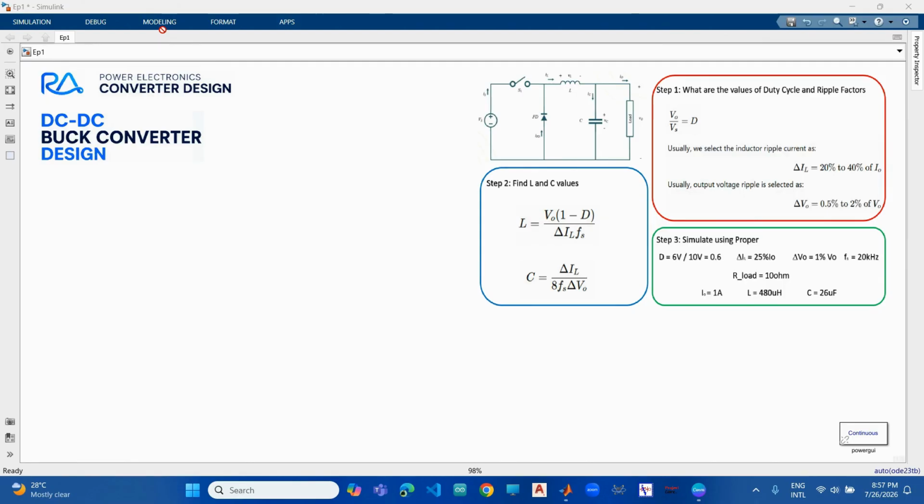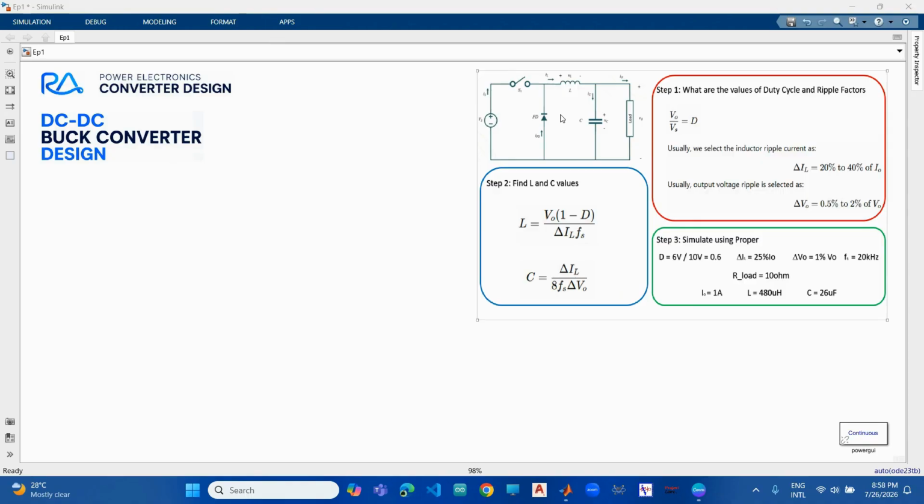In this video series, we are going to see power electronic converter design using MATLAB. As the first video of the series, let's see how to design a DC to DC buck converter. Let's go with the step-by-step process. First, we need to identify the circuit of the buck converter. Here, you can see the circuit diagram of the buck converter.